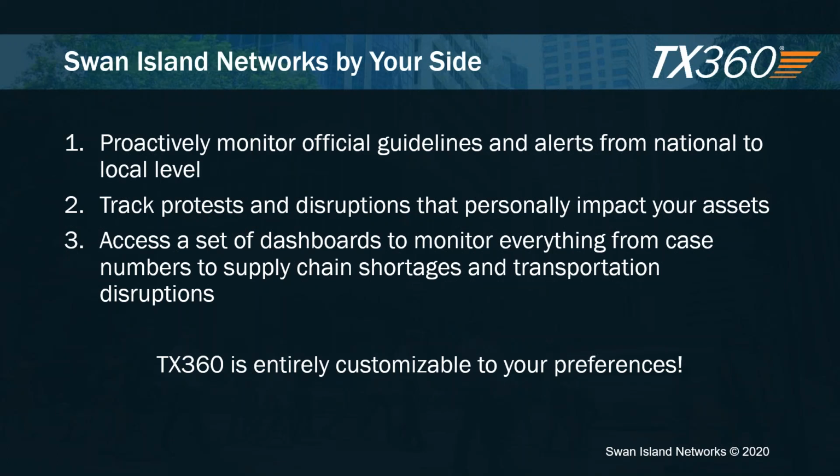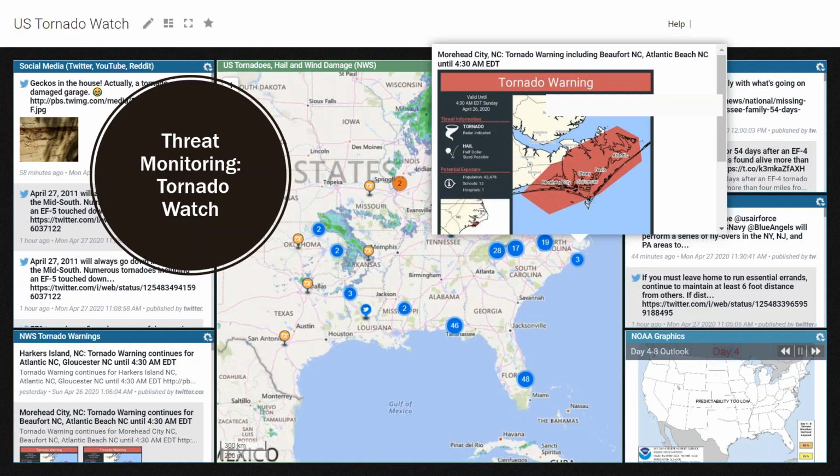So in summary, here's 3 ways we can use TX360 to help you get a handle on the crisis and recovery going forward. Proactively monitoring official guidelines and alerts on a national and local level. Tracking protests and disruptions that may have personal impact to your business. And then giving access to a set of rich and aggregated information on dashboards to monitor everything that is important to your business. So TX360 is entirely customizable to your preferences and offers a lot of efficiencies and reduction in risk by providing this across multiple users in your company.